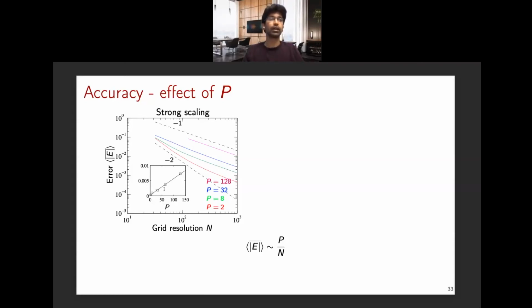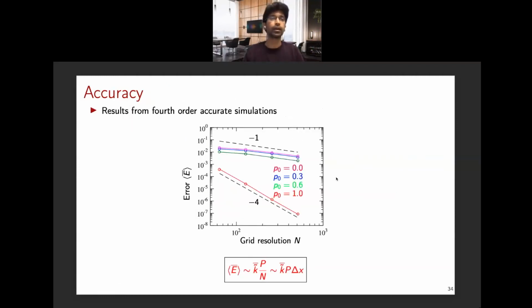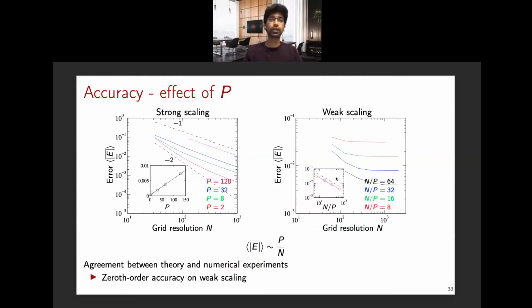Okay, and when you go to the weak scaling, where we predict that the error should remain a constant, you see that the error goes to a constant value as you increase the number of grid points asymptotically. Okay, and we also verify the scaling law in the inset graph. I'll not get into the details here, but if you are interested, I'll be happy to go over these during the discussion.